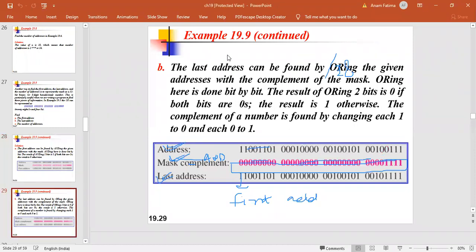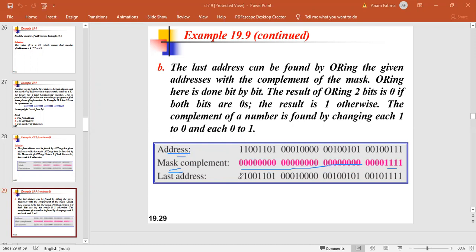Then if you were to find the last address, what does it mean? In this case, /28, 32 minus 28, that is 4 bits, will be used for identifying the host within this block. So we can find it in this way also. If an address is given, you simply take the complement of the mask. The complement will have the first 28 bits as 0 and the remaining last 4 bits as 1.